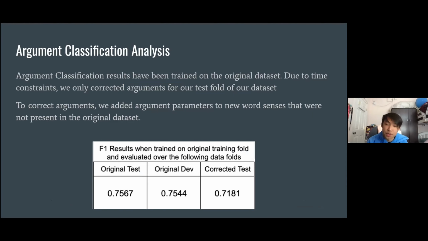So these are some of the results that we found from our argument classification model. We trained it on the original EWT dataset, and tested on the original dataset for EWT on the test and on the dev. We also corrected the test sets for EWT, and tested on the corrected test set, and these were the results below. Due to time constraints, we weren't able to correct the entire EWT, and we were only able to correct the test set. Next slide, please.